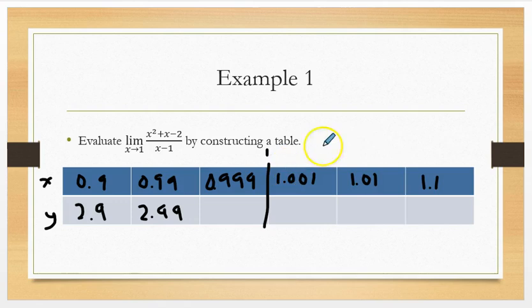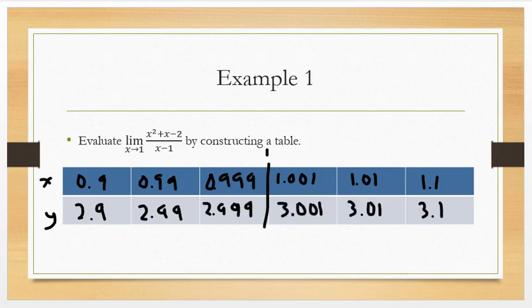So now just keep repeating that process. I'm going to go ahead and plug in all 4 of these numbers to fill out the rest of my table so that I can make my prediction. After plugging in the rest of the values by doing 1.1 squared plus 1.1 minus 2 and dividing by 1.1 minus 1, I got 3.1. Then I did the same thing with this number and the same thing with this number. So it's a little repetitive, but it's pretty easy to type these numbers into your calculator quickly.